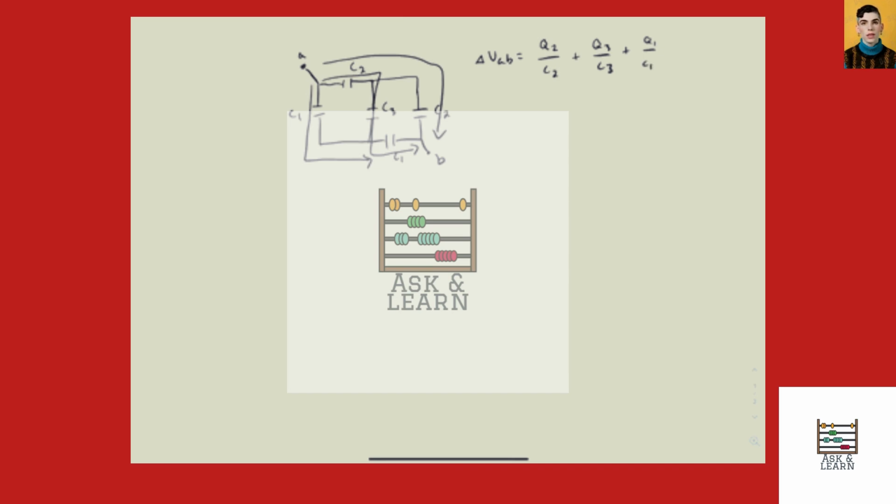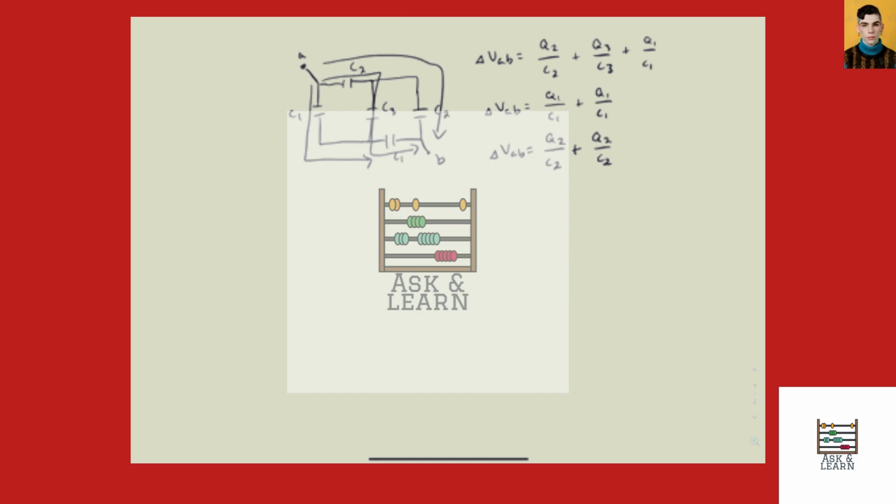And then I can do the same for the bottom path. So that's Q1 over C1 plus another Q1 over C1. And I can do the same for the top path, which is Q2 over C2 plus another Q2 over C2. So all these three expressions have to be equivalent because they all sum to the total voltage.